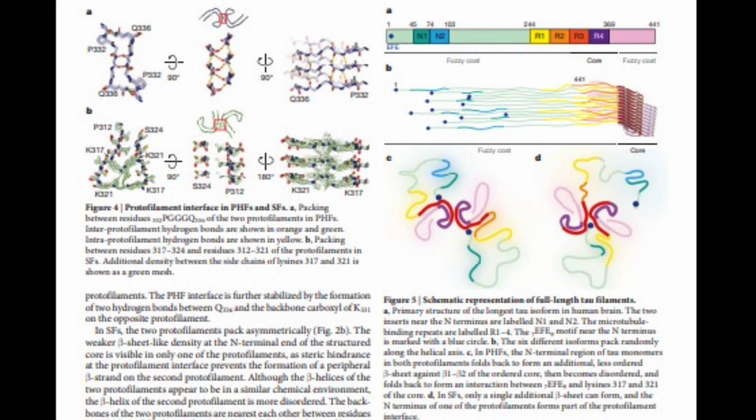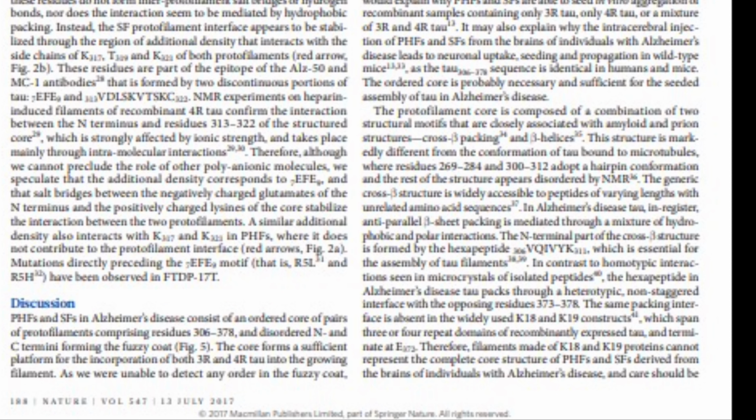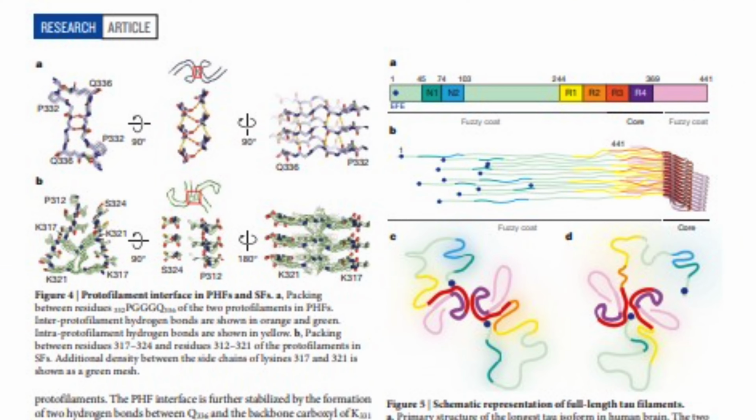It may also explain why the intracerebral injection of PHFs and SFs from AD brain leads to neuronal uptake, seeding and propagation in wild-type mice, since the tau 306 to 378 sequence is identical in humans and mice. The ordered core is probably necessary and sufficient for the seeded assembly of tau in AD brain. The protofilament core is composed of a combination of two structural motifs that are closely associated with amyloid and prion structures, cross-beta packing, and beta helices.